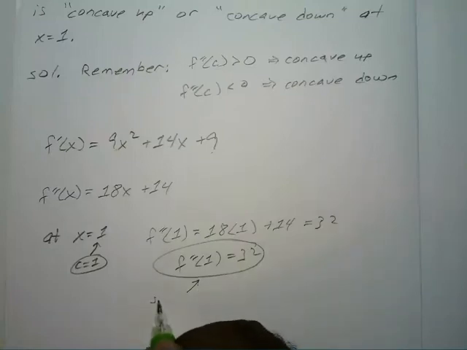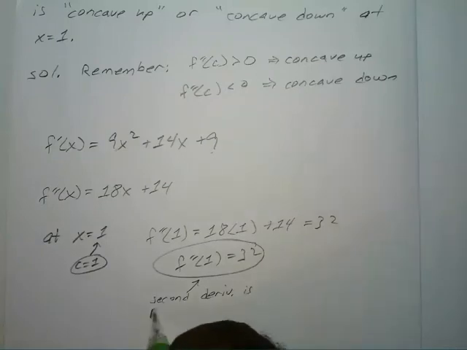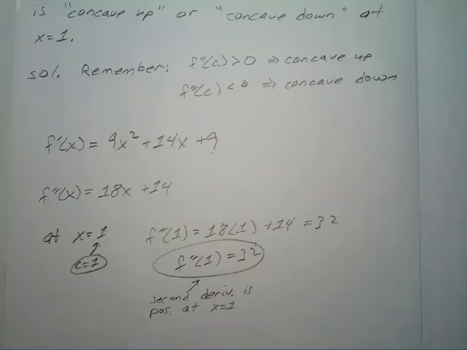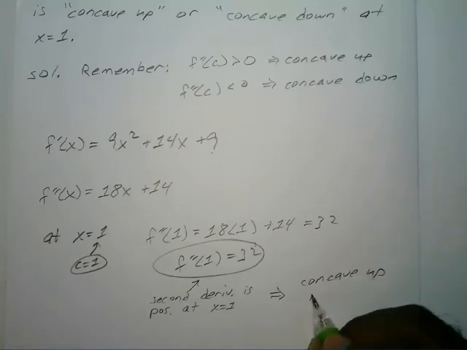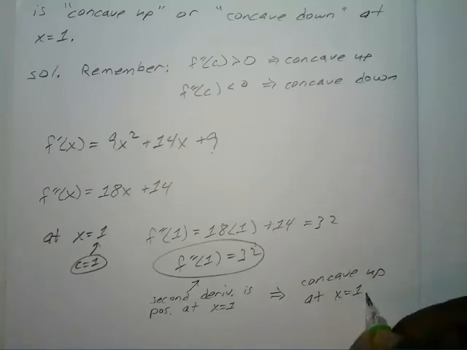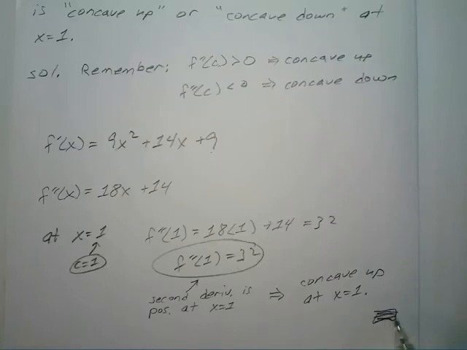That our second derivative is positive at x equals 1, which lets us know it's concave up at x equals 1. Alright, so that is how you test for concavity. Alright, so hopefully this made sense, and I will see you on the next video.